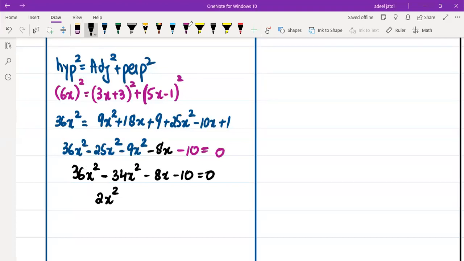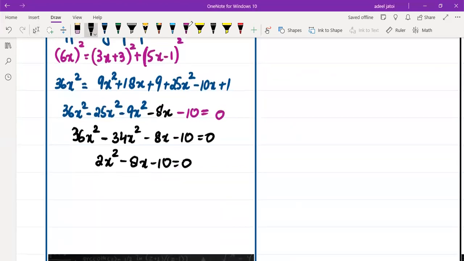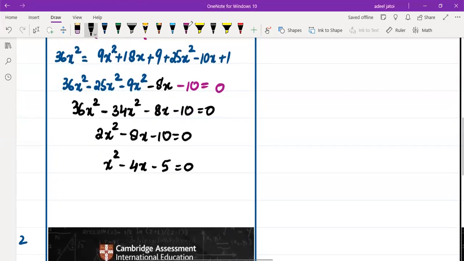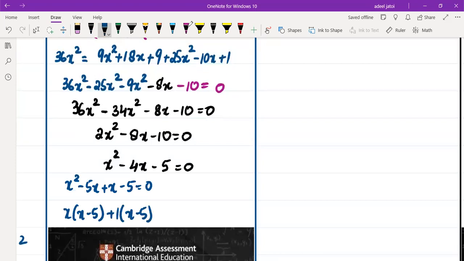This should be 2x square minus 8x minus 10 equal to 0. If we simplify that, taking out 2 from each number, we divide by 2 on the left hand side and on the right hand side. We are left with x square minus 4x minus 5 is equal to 0. If we use the middle term breaking here, x square minus 5x plus x minus 5 is equal to 0, because the factors would be minus 5. So x minus 5 plus 1, x minus 5 is equal to 0.